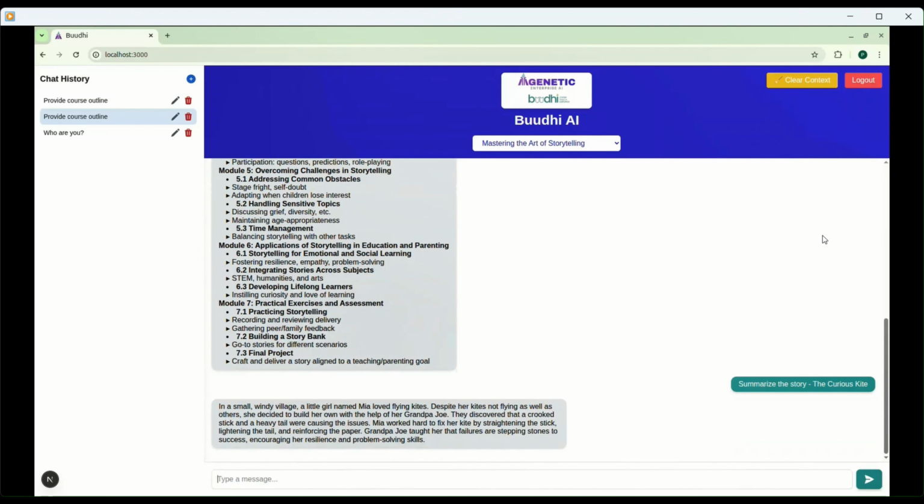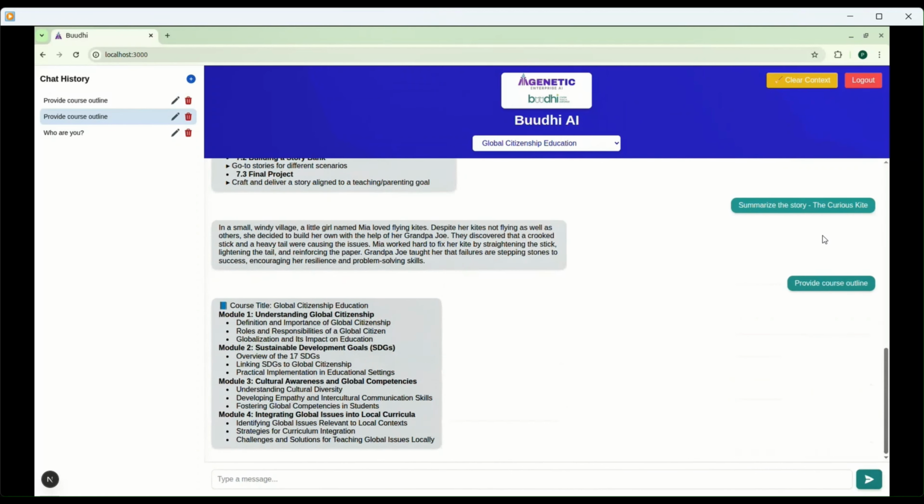At this juncture, you will see the user changing to a different course. Accordingly, the context changes to Global Citizenship Education. And he's asking the same question, provide course outline, which he had asked earlier. But since in this particular case the context is set to Global Citizenship Education, the response corresponds to that. Now, see the next question. What are the key features of the course?